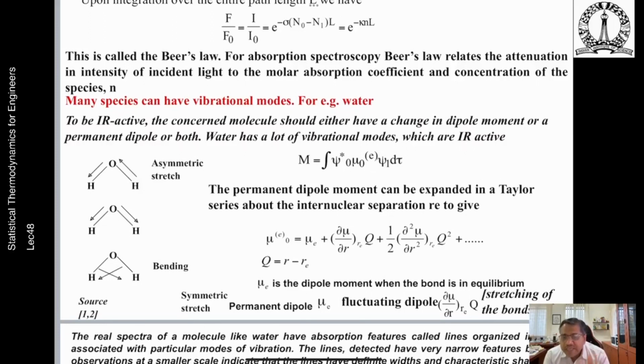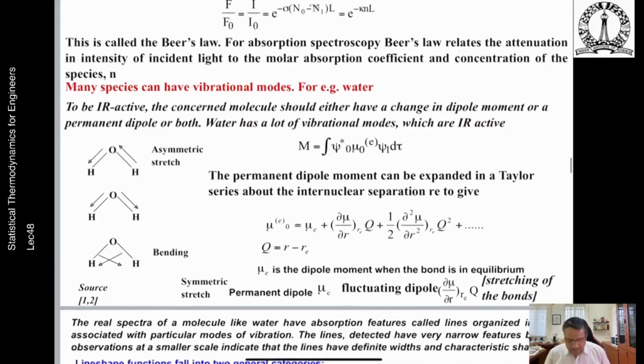And mu E is the dipole moment when the bond is in equilibrium. So there is a permanent dipole, and then there is a fluctuating dipole because of the stretching of the bonds, right? So this can be an asymmetric stretch, as you can see over there, or it can be a symmetric stretch, or it can be some kind of a bending of the molecule.